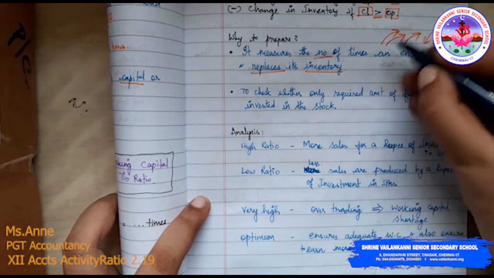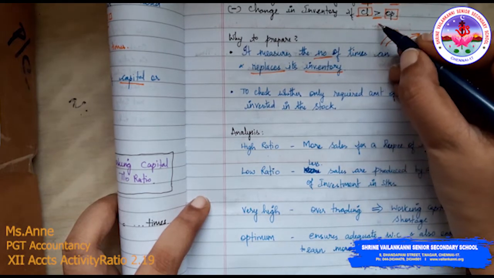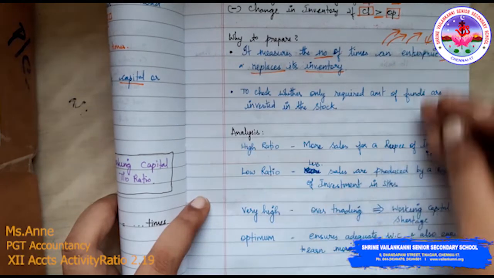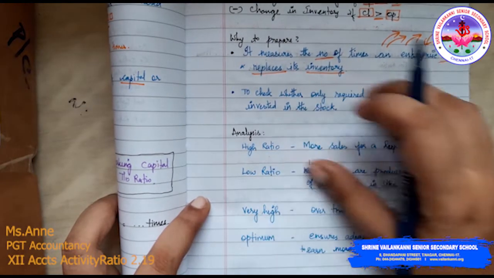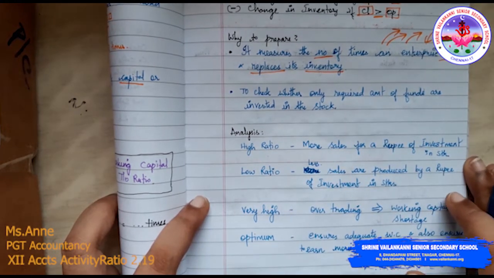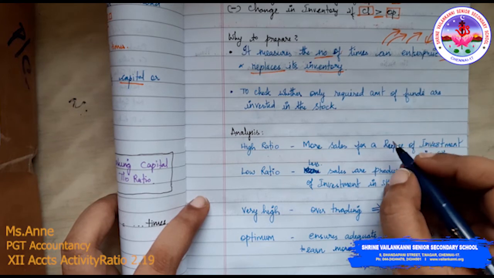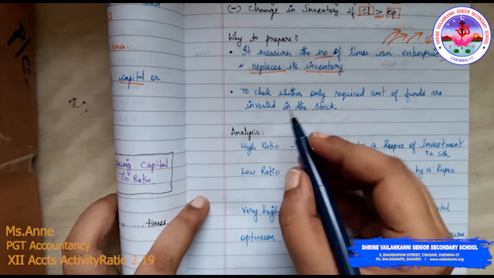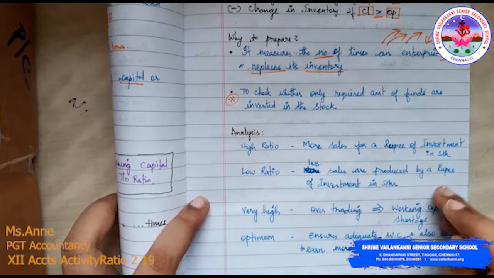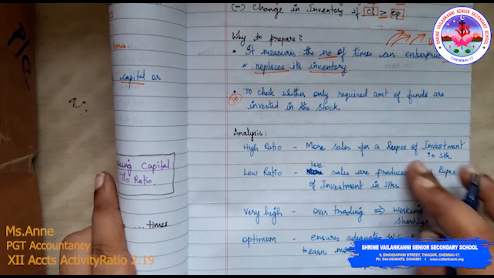So if you sell again, you will get cash, again you will purchase from your suppliers, again sell, again get cash. So it's like a cycle where you will be able to analyze how many times this happens, to check whether only the required amount of funds are invested in the stock. This is very, very important, because you have to know the correct amount of stock that you need to store.